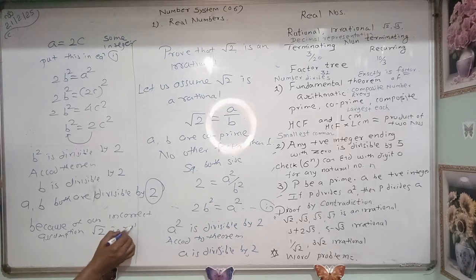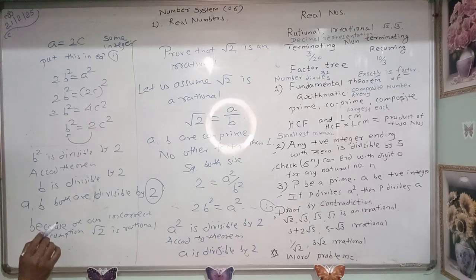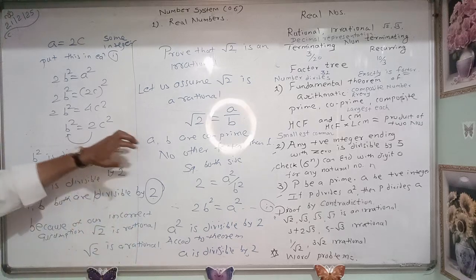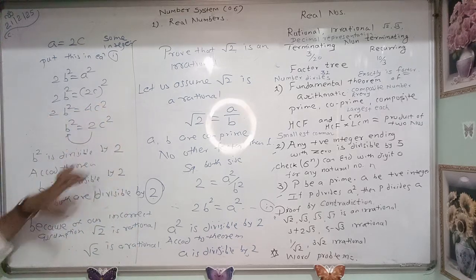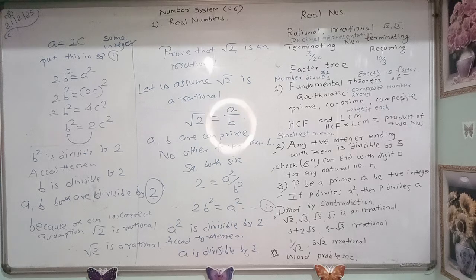Root 2 is rational. Therefore, we conclude that root 2 is rational. If it is rational, then it must be in the simplest form, a upon b, and a and b must be co-prime. But here a and b are not co-prime. Our assumption is incorrect. Therefore, the statement that root 2 is rational is incorrect. So it proves root 2 is irrational.